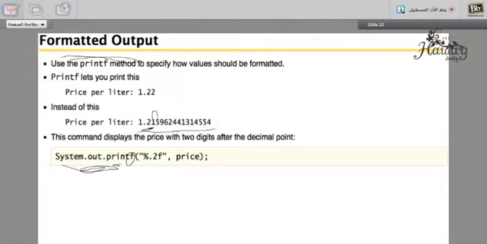Obviously, it's going to be 2 because this will be rounded up because we have 5 here. Okay, so it will be 1.22. Now, if you want to have only that, it's easy.